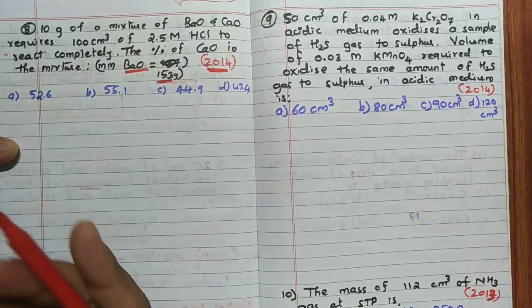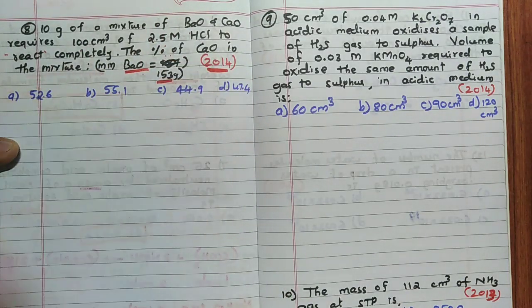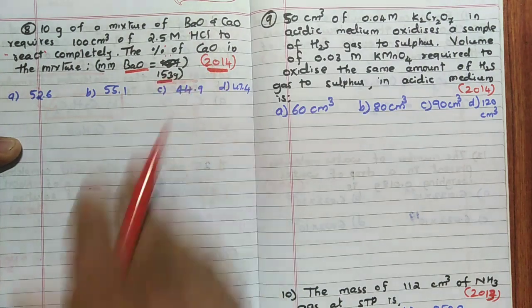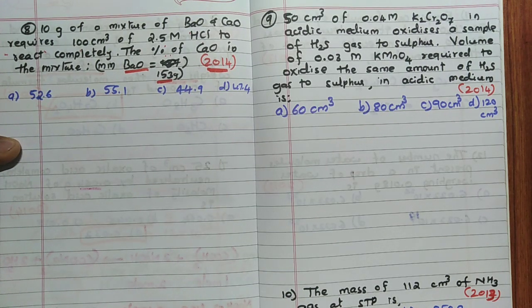Actually, CaO is also required, but it is not given. But you have to remember, calcium is 40, plus oxygen is 16, so 56. So you have to remember that.